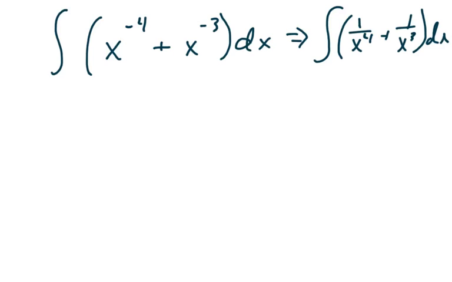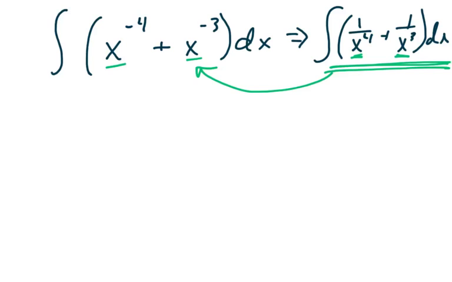1 over x to the 4th can be rewritten as x to the negative 4th power, and 1 over x cubed can be rewritten as x to the negative 3rd power. If you see the question in this form, you must rewrite it like this first. Same thing we did with our derivatives. We didn't take the derivative of 1 over x to the 4th and 1 over x cubed. We rewrote it as x to the negative 4th and x to the negative 3rd, so that we're only dealing with the power rule rather than some sort of quotient rule.